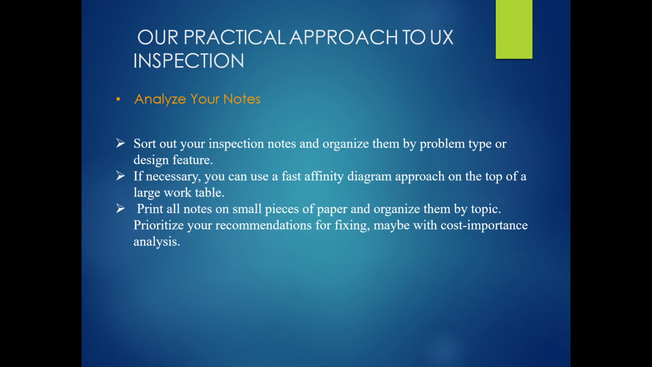If necessary, you can also use an affinity diagram approach on the table or on the wall to sort all kinds of inspection notes, so that you get a clear picture about the clustering, the categories you're making. Sometimes it is required that you print all notes on small pieces of paper and organize them by topic. So you need to prioritize your recommendations for fixing. Maybe sometimes cost importance analysis also needs to be done.